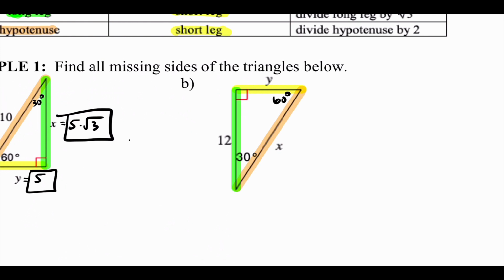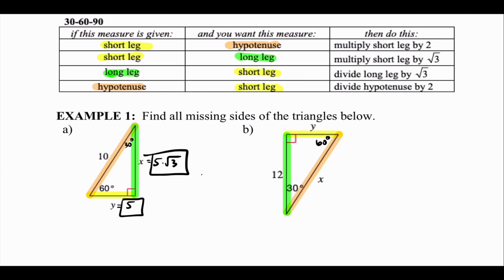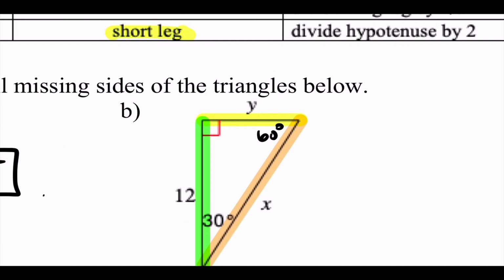I'm given the long leg. If I want to find the short leg, I'm going to divide by the square root of 3. So I'm going to take the long leg and divide it by the square root of 3. So let me do that. 12 divided by the square root of 3.